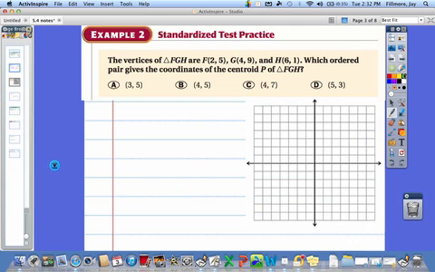So I'm going to graph my points. I have F at (2, 5), so right 2 and up 5. I know that G is at (4, 9), so right 4, and this is 7. Let me draw a couple more lines, 8, 9. And H is at (6, 1), so over 6, up 1. And then here's my triangle.